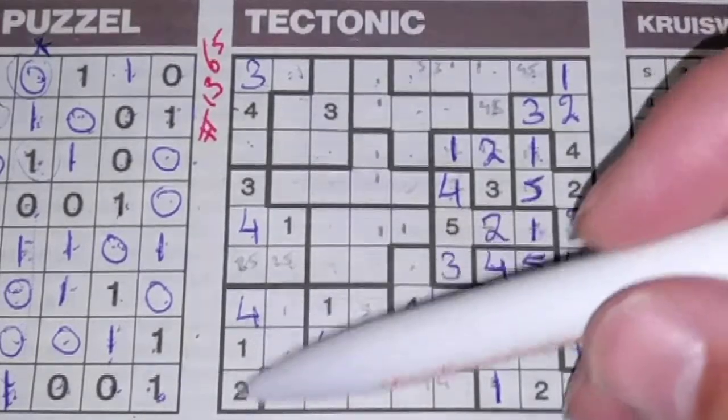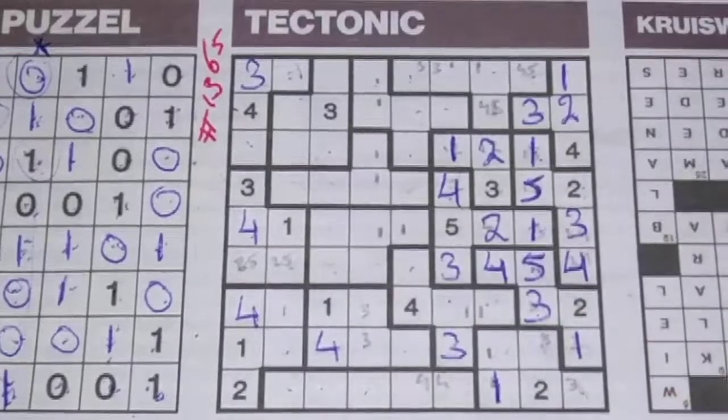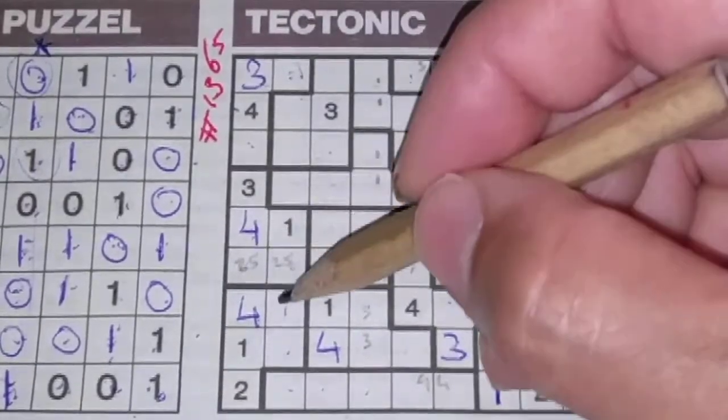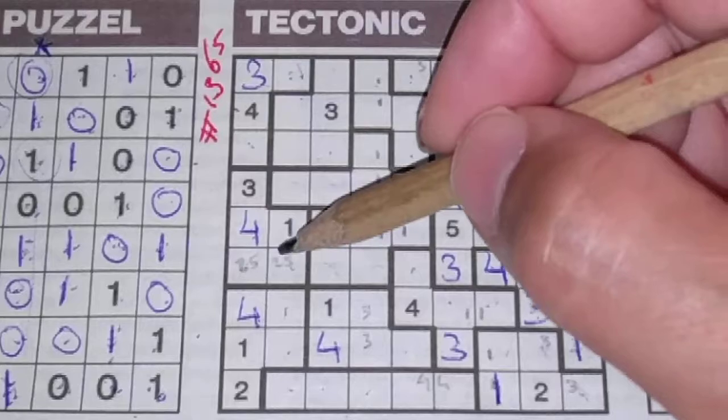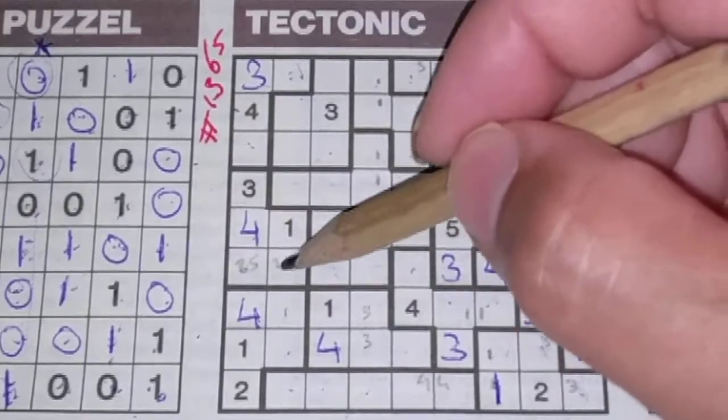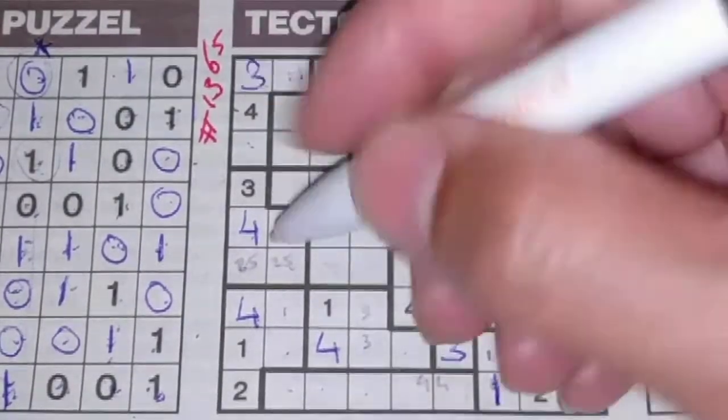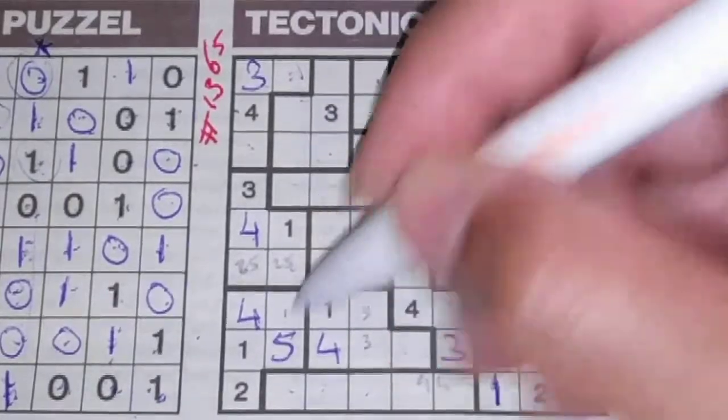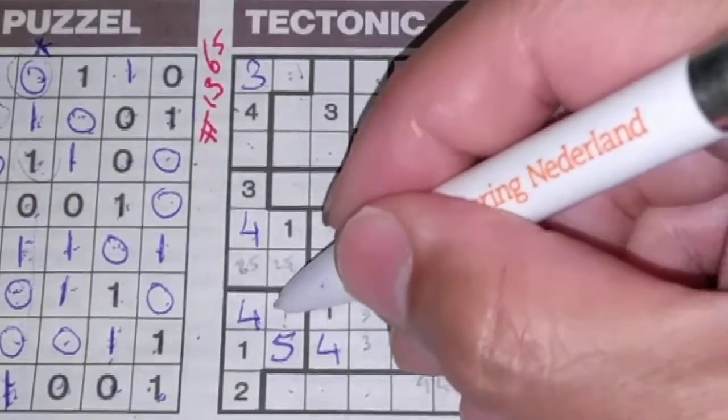2 boxes left. 1, 2, the 3 and the 5. And I cannot place the 5 here. Otherwise I cannot fill any 5 in one of those 2 boxes. So the only place for the 5 should be there. Here goes the 3.